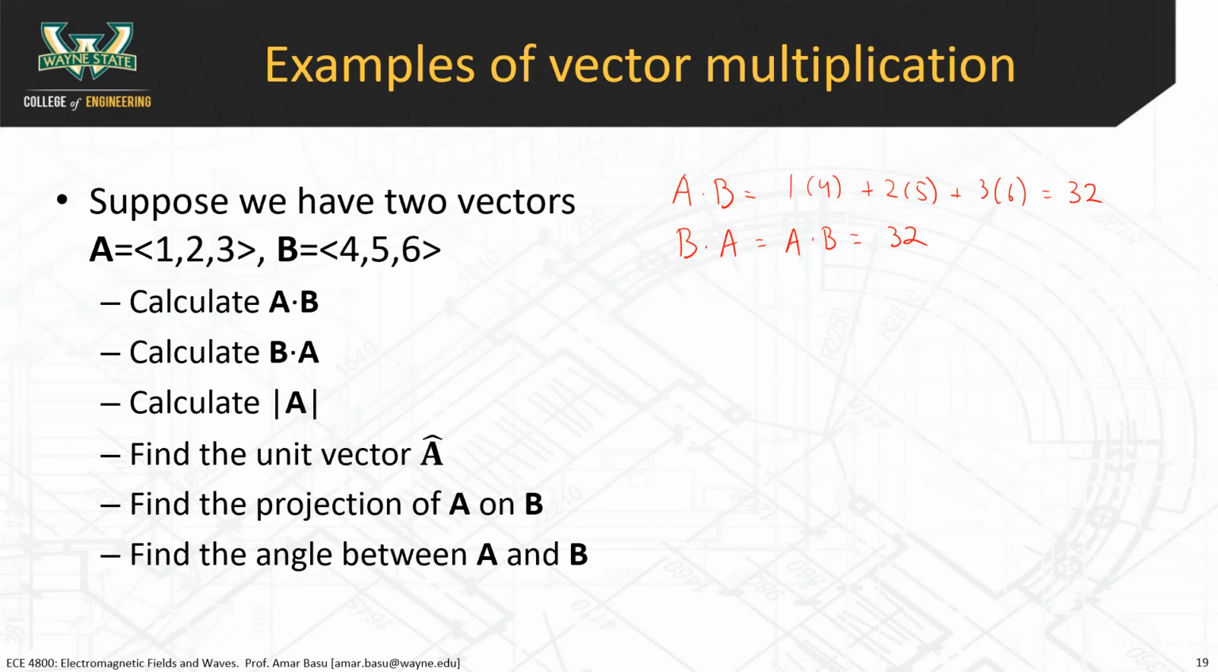The magnitude of a is also fairly straightforward to calculate. The magnitude of a is the square root of the sum of squares of the different components: 1 squared plus 2 squared plus 3 squared. So this is the sum, 9 plus 4 is 13, plus 1 is 14. So this is equal to the square root of 14. Find the unit vector a. The unit vector a hat is just equal to a divided by the magnitude of a. So this will be 1 over the square root of 14.